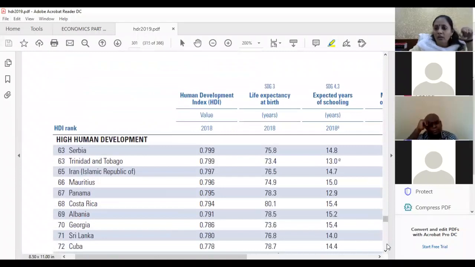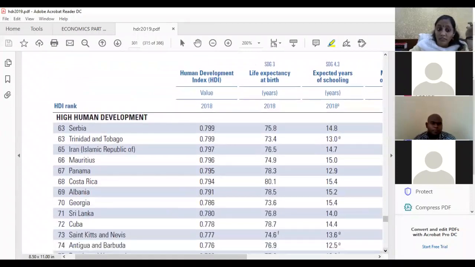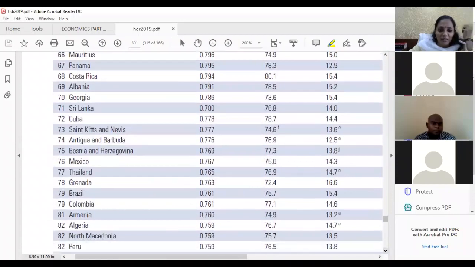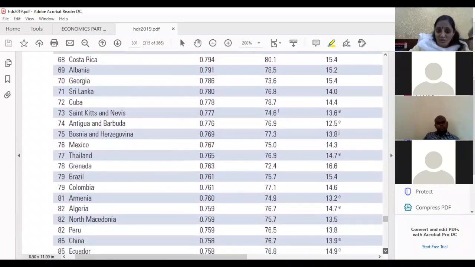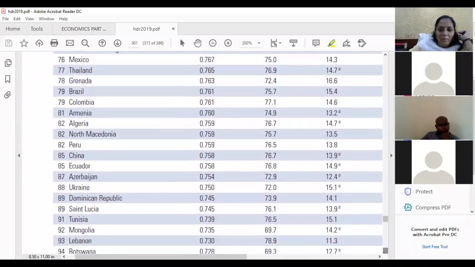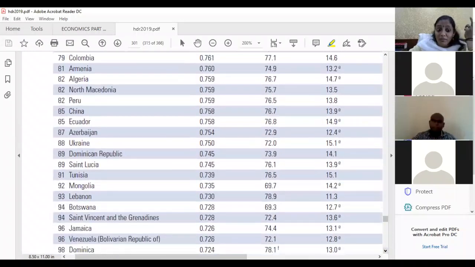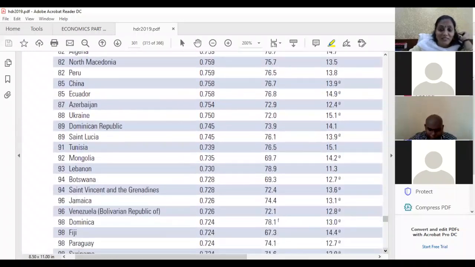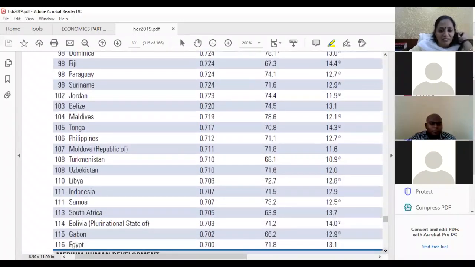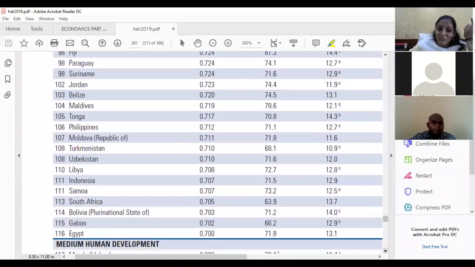Now we are getting into the high human development, which is the second category. You can see here Costa Rica, Sri Lanka. Where is India? We can still find India. Thailand, Brazil, China, our biggest competitor, 85th rank. Still India has not come into the picture. Botswana, Jamaica, Fiji. Where is India? We can't find India yet. Uzbekistan, Indonesia, Egypt. Can you see that Egypt is ahead of us? Still, India has not come, right?